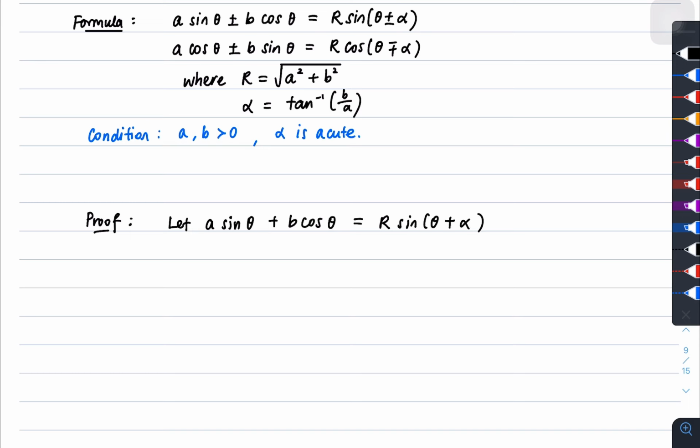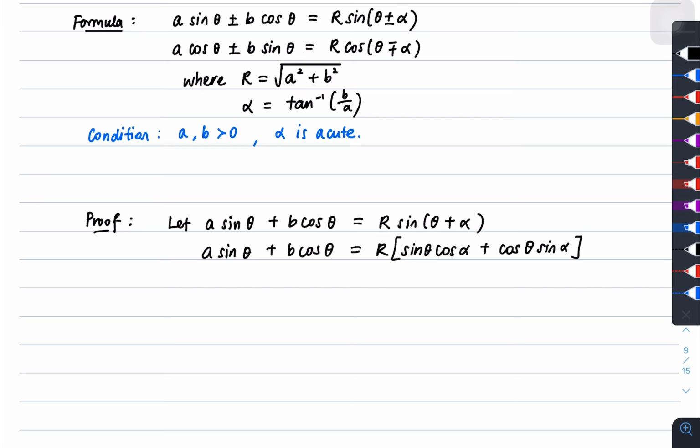Okay, so I'm going to let A sine theta plus B cos theta be equal to R sine (theta plus alpha). I want it to be a compressed version. And what I can do is expand the compressed version using the addition formula. So I will have an R, then I will have sine A cos B plus cos A sine B using the addition formula like that.